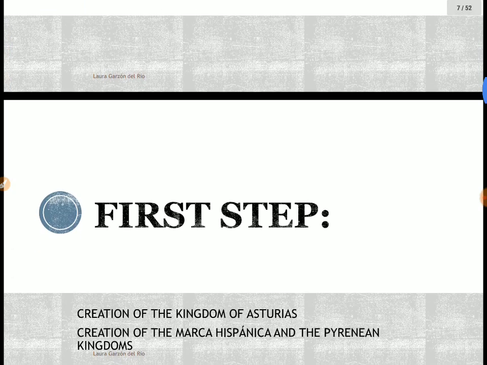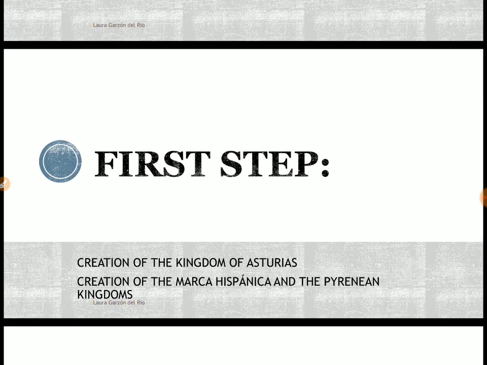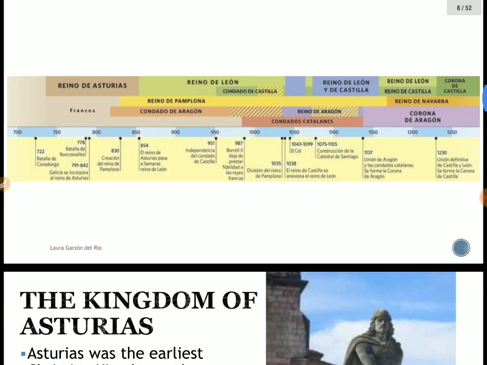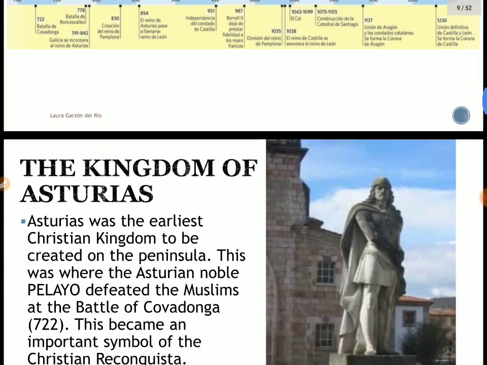How were the first kingdoms created? This is the first step. We are going to focus on the creation of the Kingdom of Asturias, that is the origin, in the west, and in the east, the creation of the Marca Hispanica and how the Marca Hispanica is going to become the Pyrenean kingdoms. You have here a timeline.